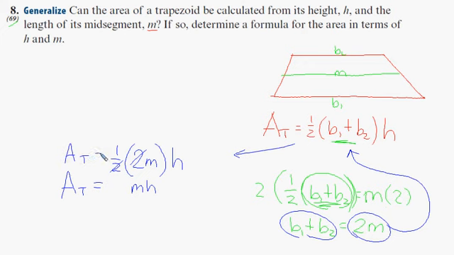I should have copied this whole formula down here because I was bringing this over here. But we've determined the formula. The area of a trapezoid is equal to the midsegment times the height. Interesting information, isn't it?